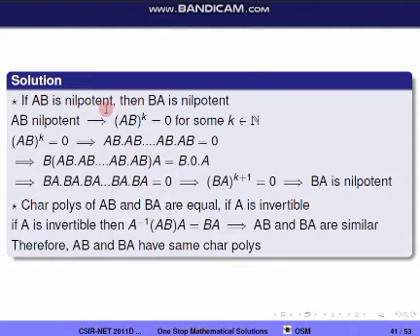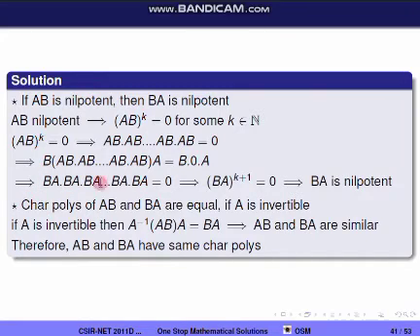If AB is nilpotent, then BA is nilpotent. So we'll check the statement. AB is nilpotent implies (AB) power k is equal to 0 for some k belonging to N. (AB) power k equal to 0 implies AB into etc. up to AB, k times, equal to 0. Now I am pre-multiplying by B and post-multiplying by A on both sides. So we'll get B (AB into AB, k times) A equal to B into 0 into A. This is equal to 0 because anything multiplied with 0 is 0.